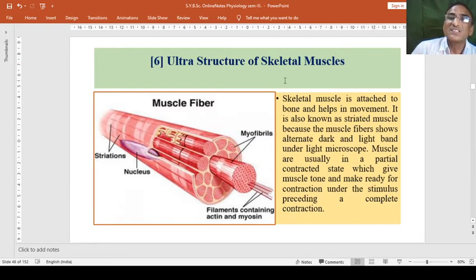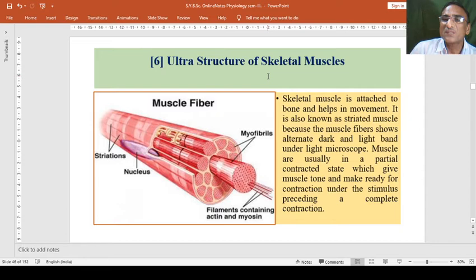We can also call these muscles striped muscles or striated muscles. These skeletal muscles are generally attached to the skeleton or bones, therefore they are called skeletal muscles. And as the name suggests, they help in the movement of the skeleton of the body, and ultimately the whole animal moves.